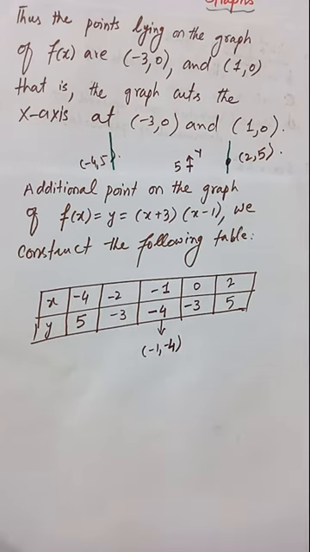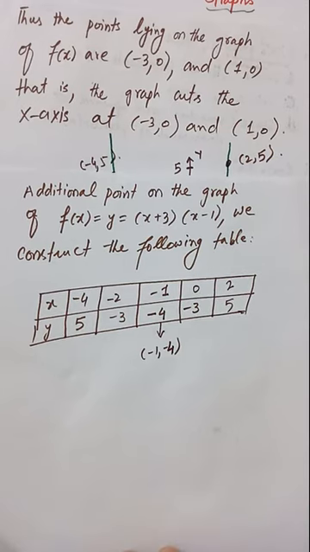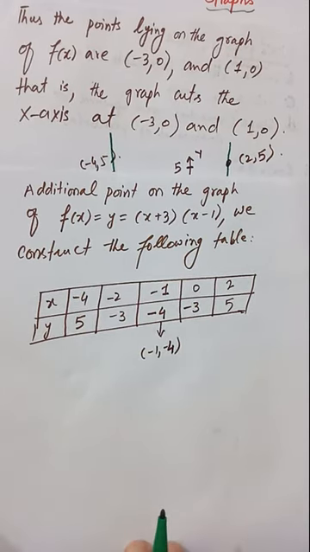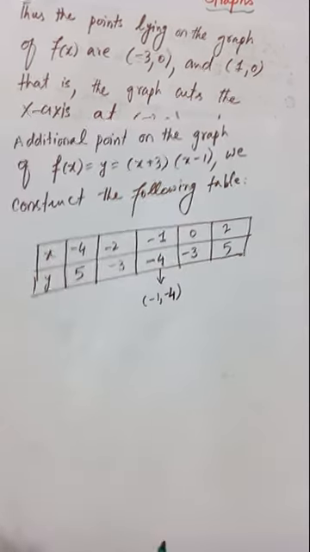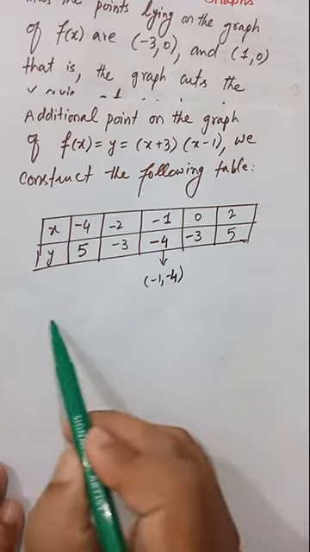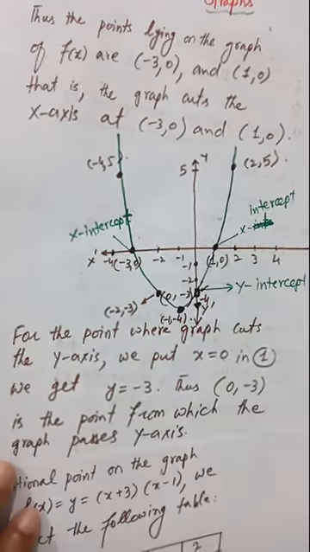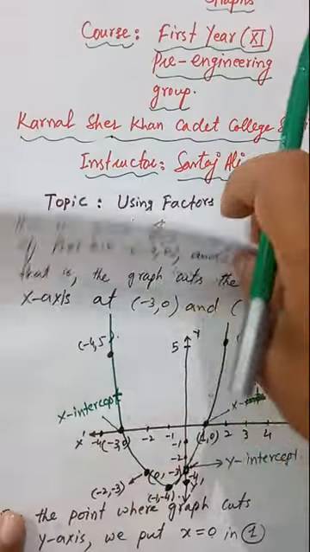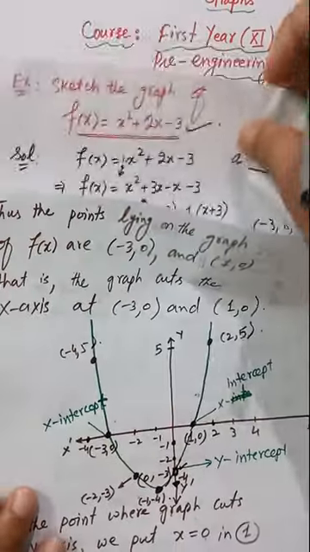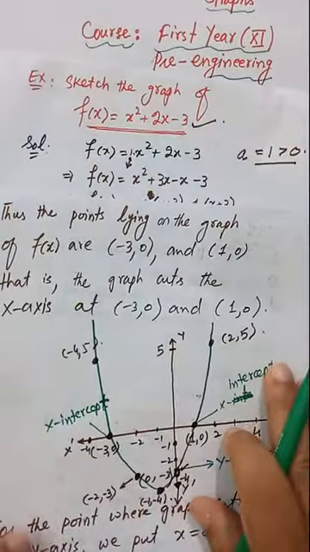And how can you decide whether the branches will open upward or downward? Because this is a quadratic function and its graph will always be a parabola. So for that you will look at the coefficient of x square. But a question arises, if a function is given in the factorized form. This example I have already done.